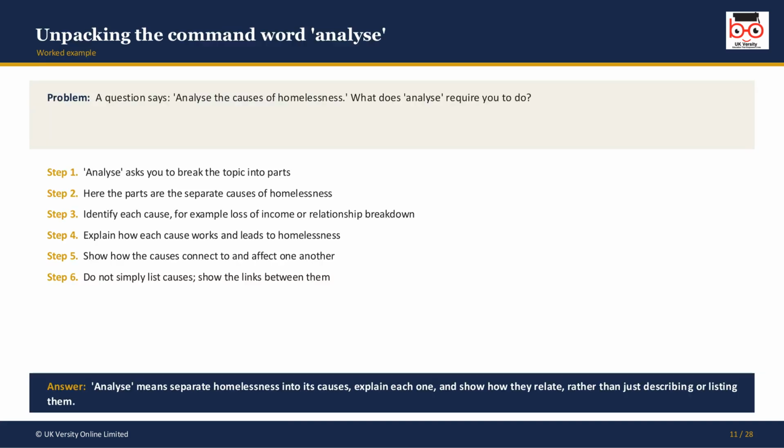Suppose a question says, analyze the causes of homelessness. What does analyze actually require? It asks you to break the topic into parts, and here those parts are the separate causes, things like loss of income or relationship breakdown. You'd identify each cause, explain how it leads to homelessness, and then, crucially, show how the causes connect to and affect one another. The mistake to avoid is simply listing them. To analyze is to separate, explain, and reveal the links, not just describe.